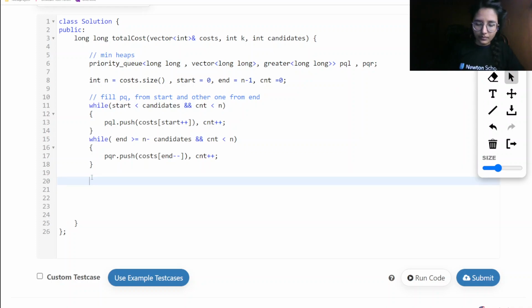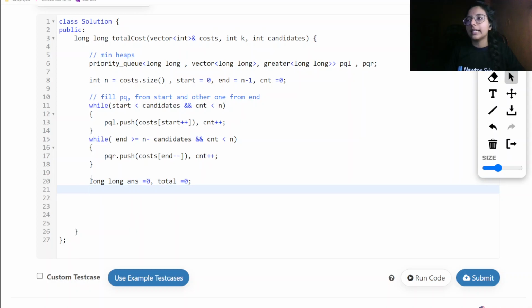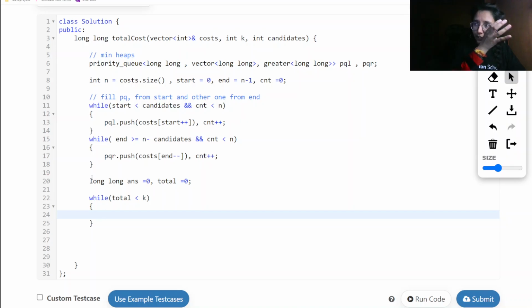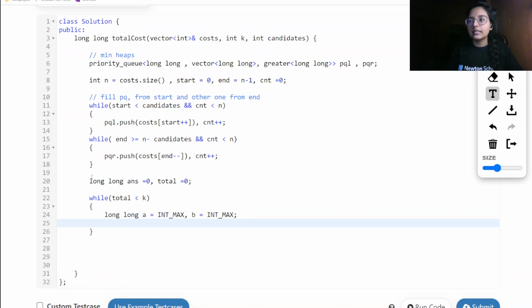So here, long answer equal to 0, and we will be taking the total number of elements till now, so that's why taking the total. This will be giving us the total number of iterations which has been done, so that's why total is in K. Means now we are going to go ahead with the number of iterations, so that according to that only we will be picking up the potential candidates from the starting and from the end. So that's the thing. So now let's just do long a equals to int max, because these things will help us to figure out what is the minimum element. So that's why we are initializing with int max.